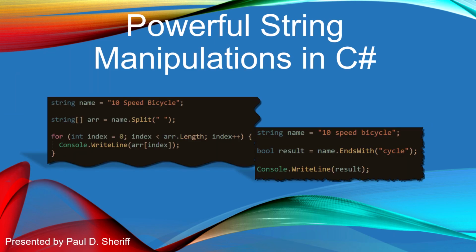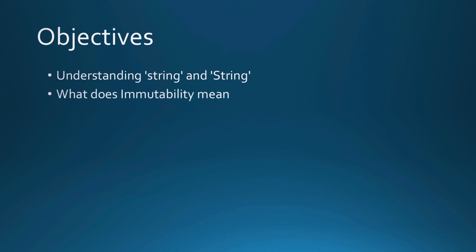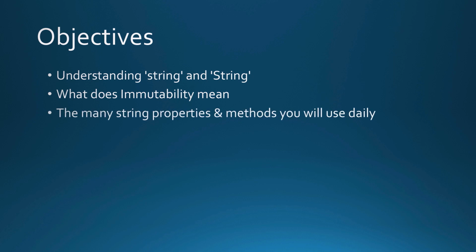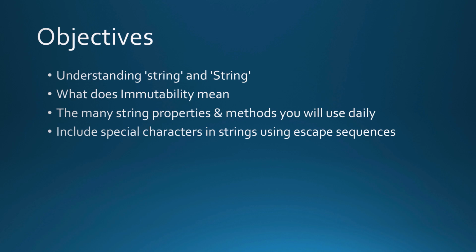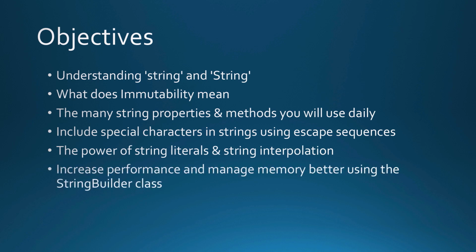This lesson is powerful string manipulations in C#. The objectives for this lesson are to learn the difference between string and String. What does immutability mean? The many string properties and methods that you're going to use almost on a daily basis. How to include special characters in strings using escape sequences. The power of string literals and string interpolation. And how to increase performance and manage memory better using the StringBuilder class.